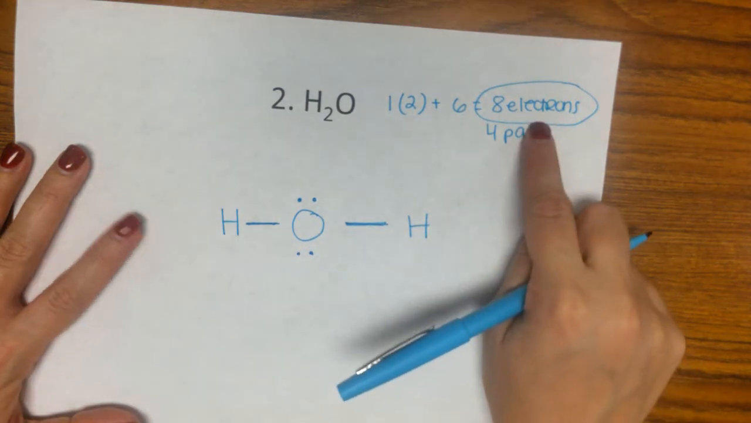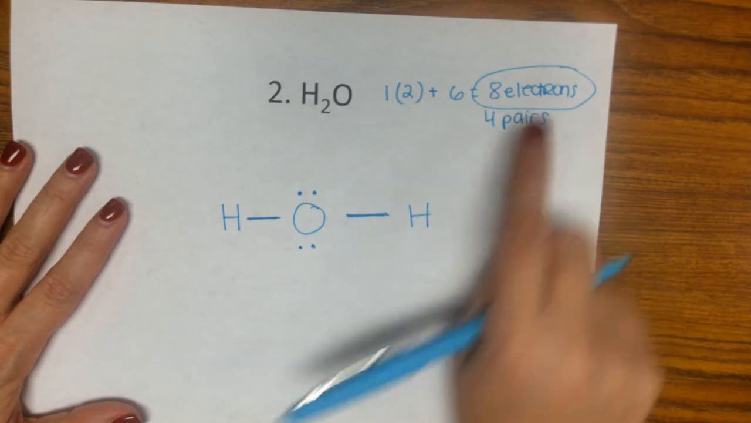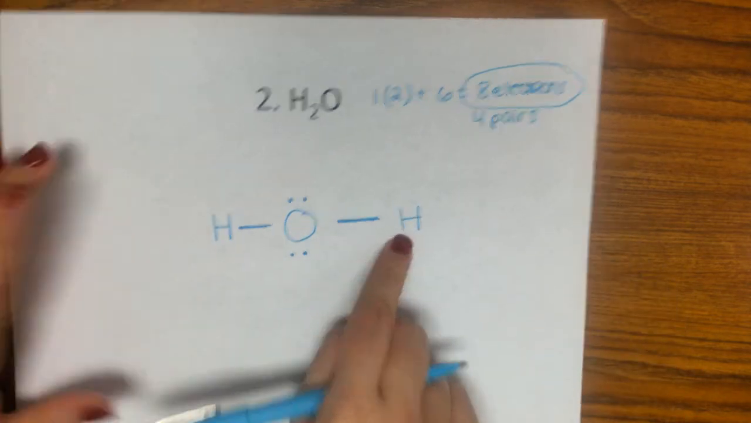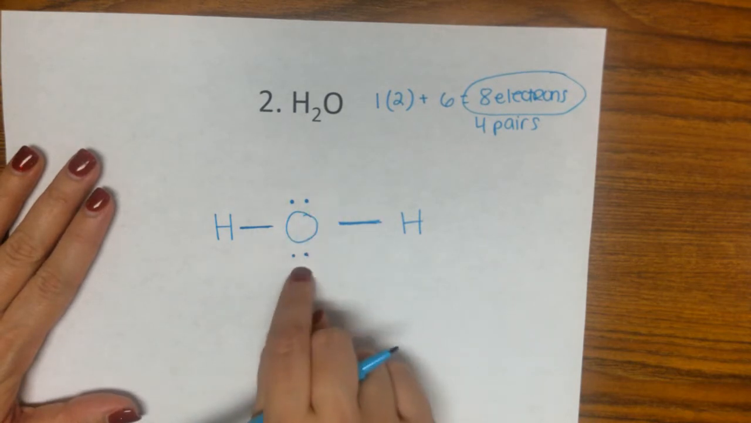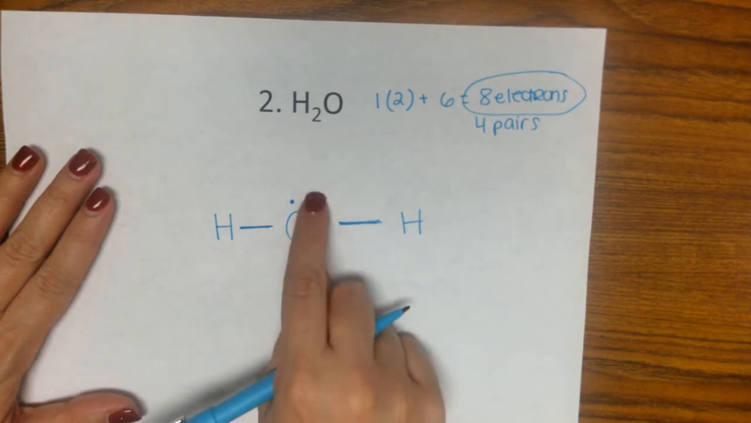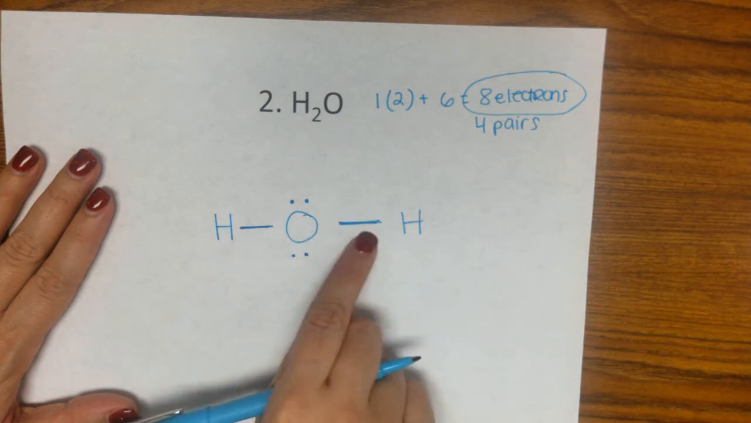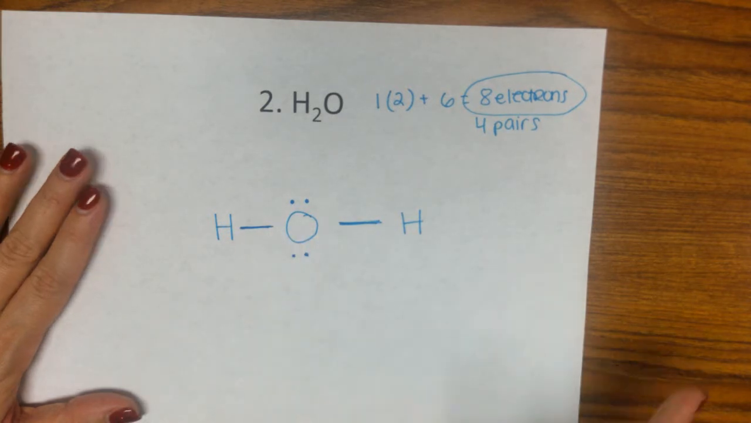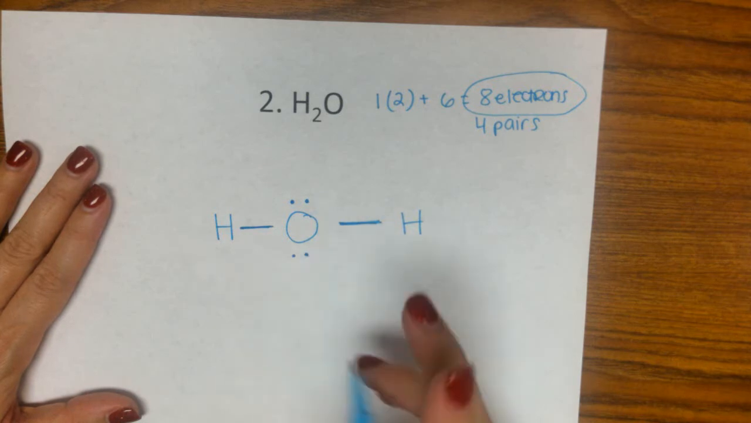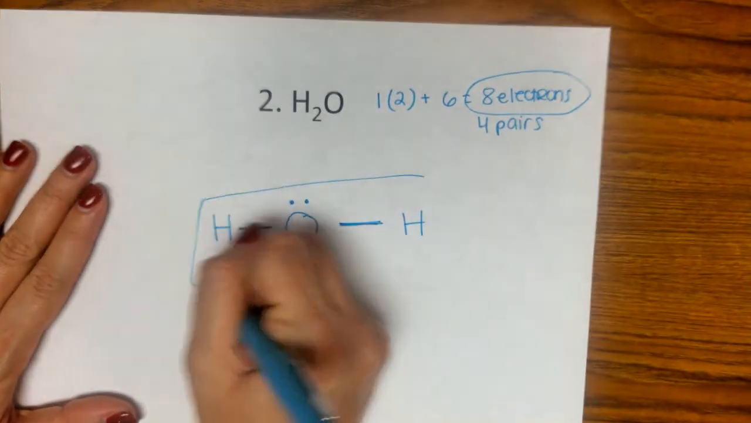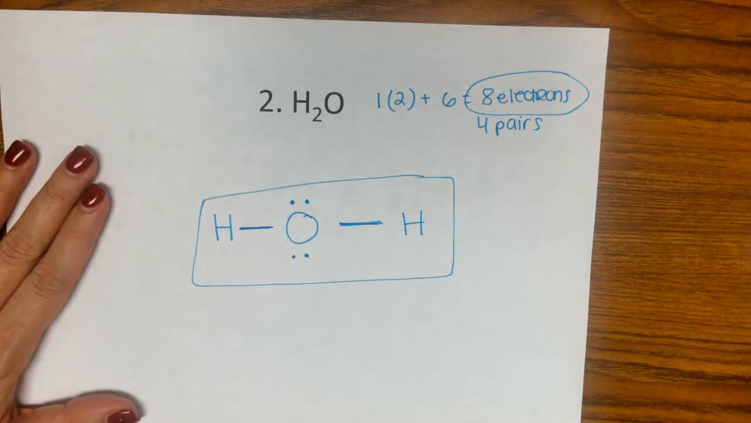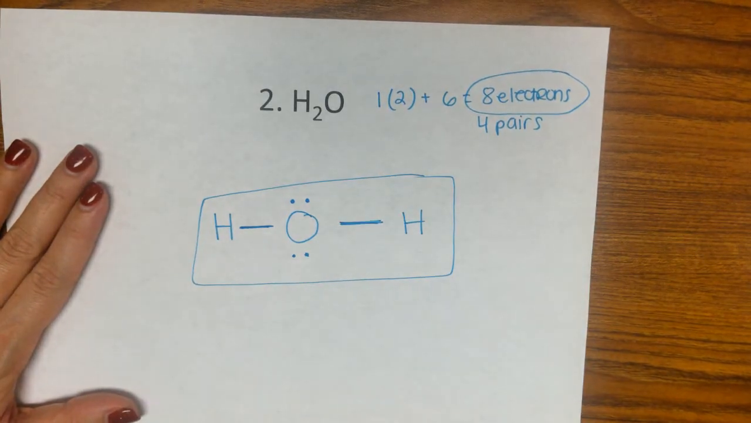There are 8 electrons total in water. Hydrogen each have 2, so they're happy. Oxygen has 4 electrons of its own. It's got 2 pairs, and then it's sharing 4 electrons in each of its bonds. So oxygen's happy because it has 8 electrons. And that's the Lewis structure for water. Don't need to go any further than that or do anything else.